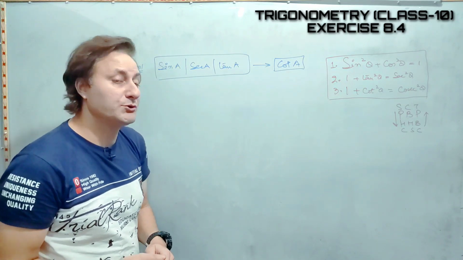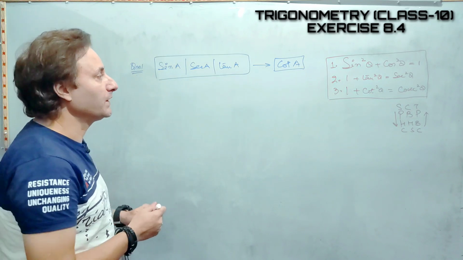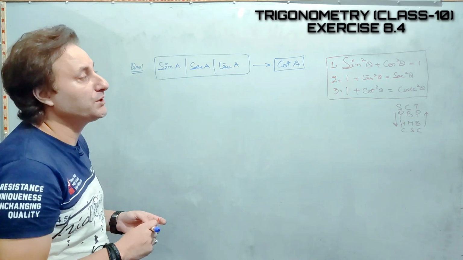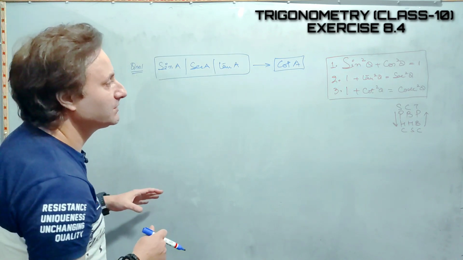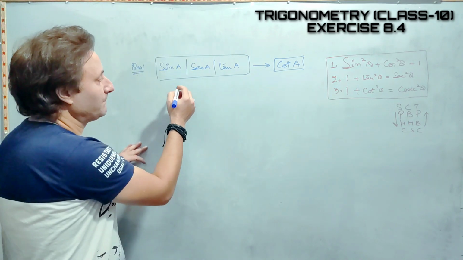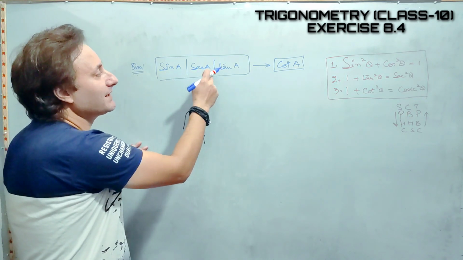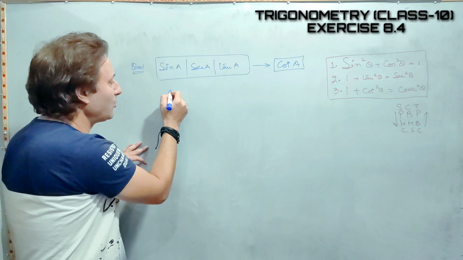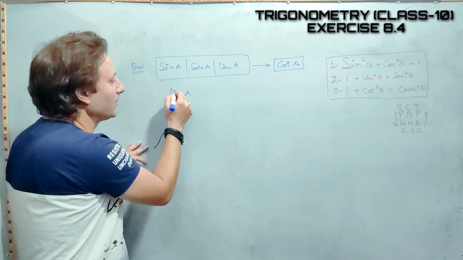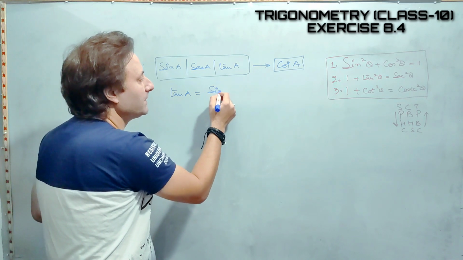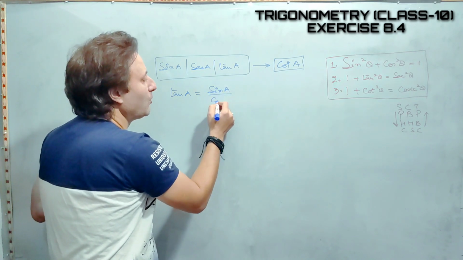So now what to do? Are we stuck? No, we are not. Why? Because we have all the values, all the things that we need in this particular question. So let's see how to do this. We have sine, then we have sec, and then we have tan. If I talk about tan A, first of all, we know that tan A is sine A upon cos A.